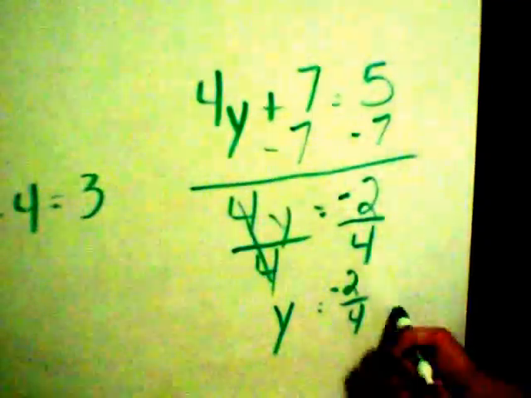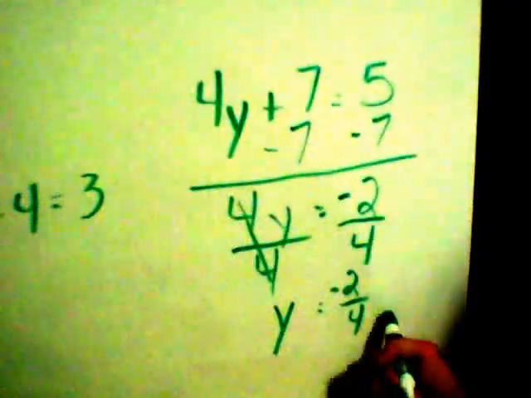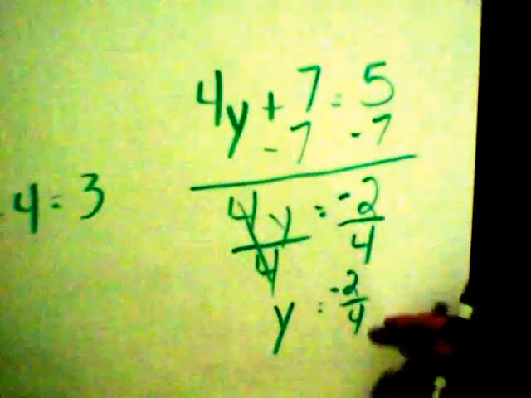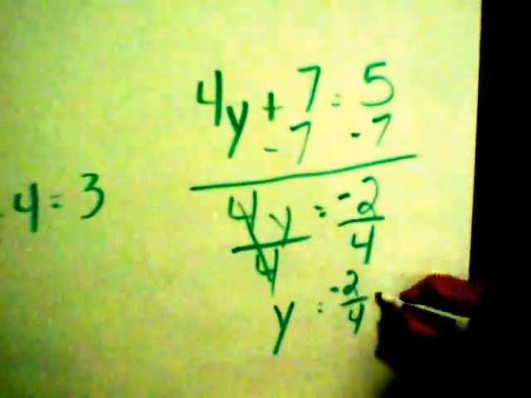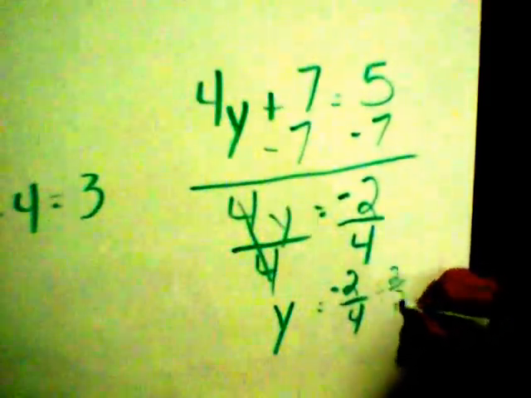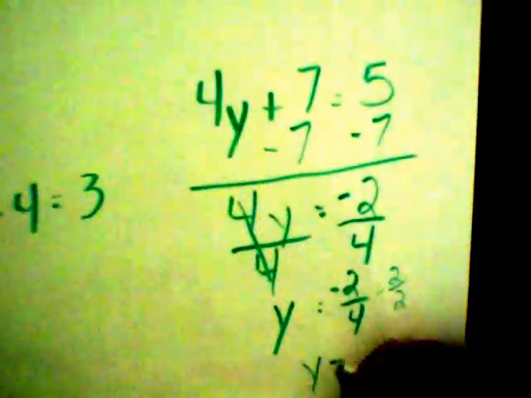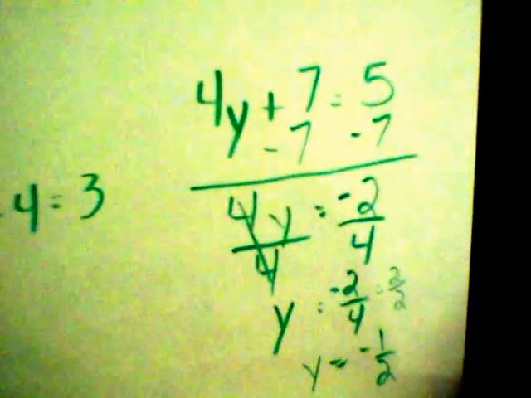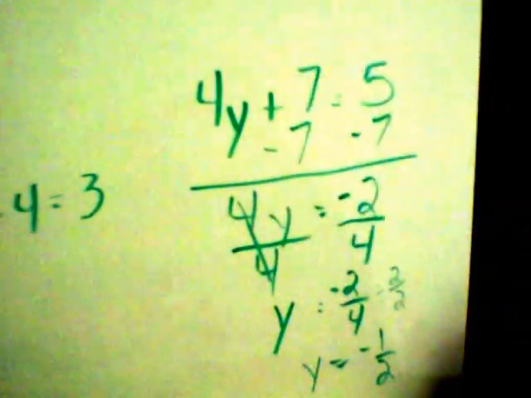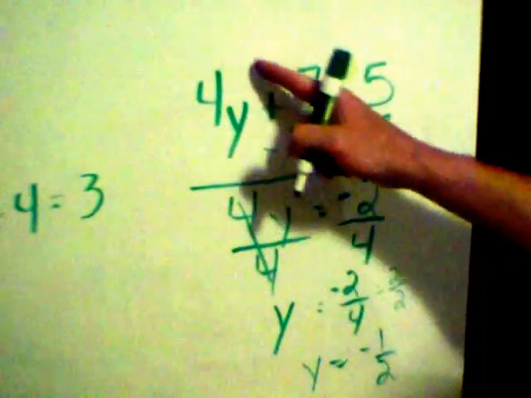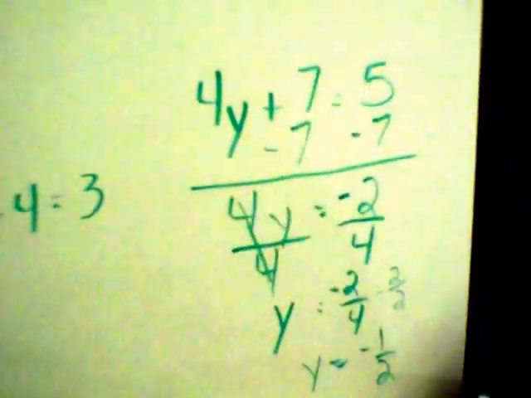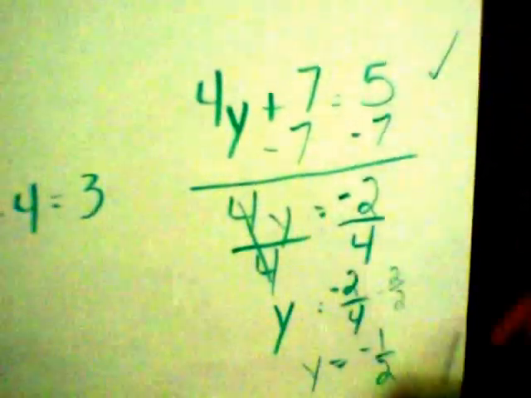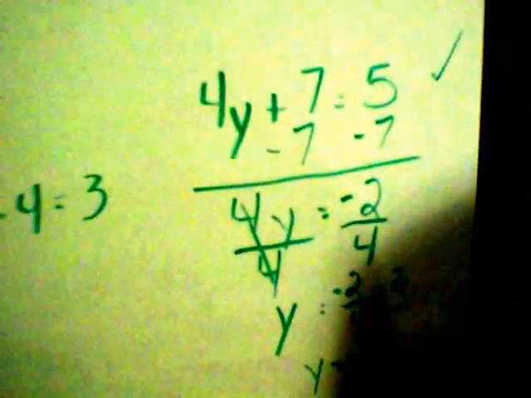Now, this might be a little bit different. We've not had many answers that have been left as fractions, but always remember your answer has to be in simplest form. So, you know that 2 over 4 simplifies down by dividing numerator and denominator by 2, and that leaves us with y equals negative 1/2. Plug it back into your original problem to start that out. Negative 1/2 times 4 is negative 2. Negative 2 plus 7 equals 5. It's been double checked. Everything is good.